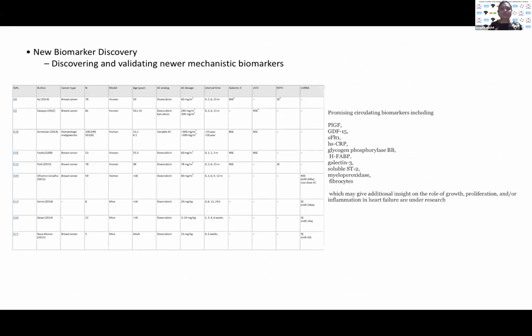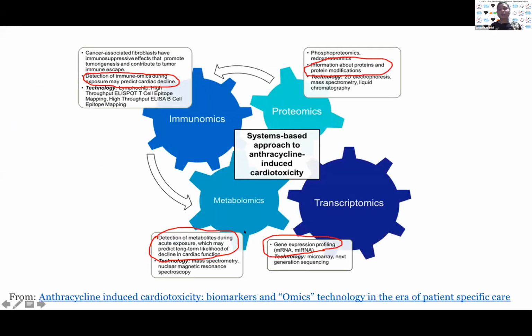Hence, because of the limited evidence with present biomarkers, the researchers are always discovering and validating promising circulating biomarkers, and research on these following biomarkers is ongoing. Added to this is now coming up omics technology, which is a systems-based approach. They are studying information about the protein, then immune responses, detection of metabolite release during the acute exposure, which may predict long-term likelihood of decline in cardiac function, and this is the future.